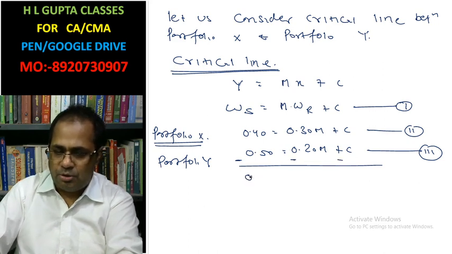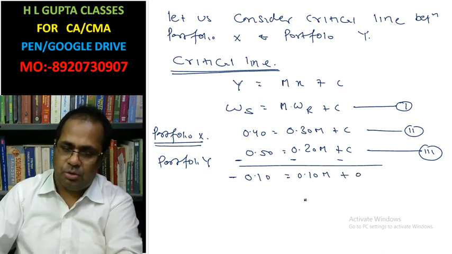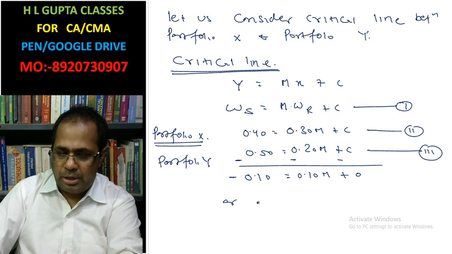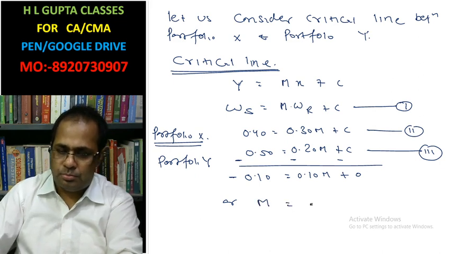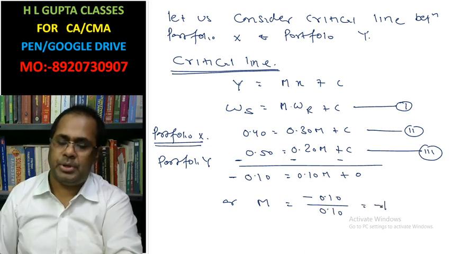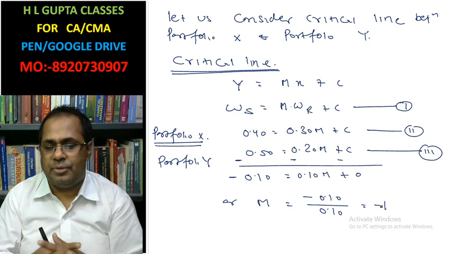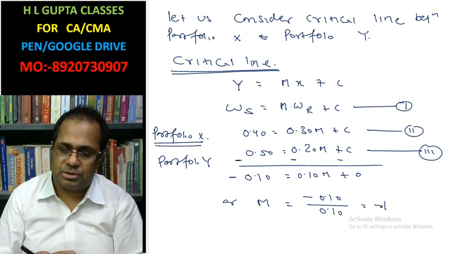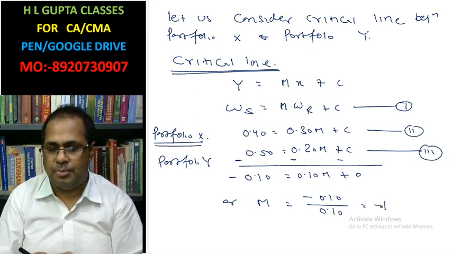Solving equation second and third, subtract. You will get here 0.10 M plus 0, this gets cancelled, or m equal to minus 0.10 divided by 0.10, this is minus 1. After putting the value of minus 1 in equation second, you can get the value of C.